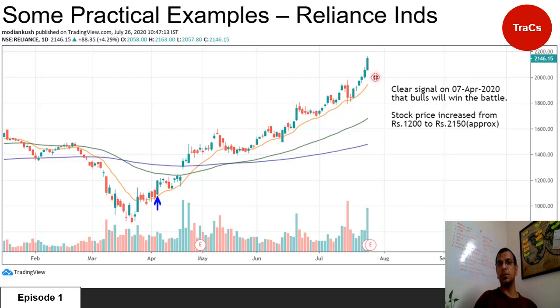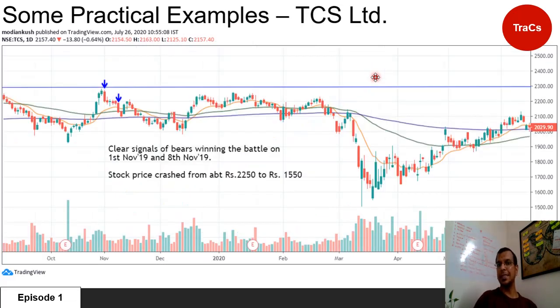Let's take another example of a very good stock called TCS. What happened here? Here, we got two signals in the first week of November that bears are coming under control through dark bearish candles. And since then, even though the prices did not crash immediately, the prices did not increase beyond where the signal came, and finally it crashed up to 1550. Again, another example where we could have used candlestick charts to determine the direction of the stock.